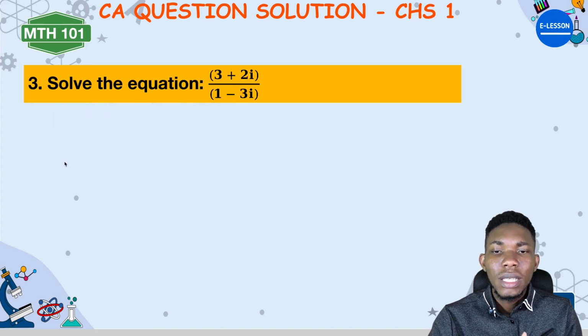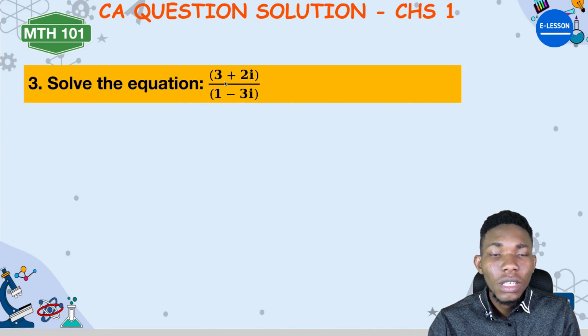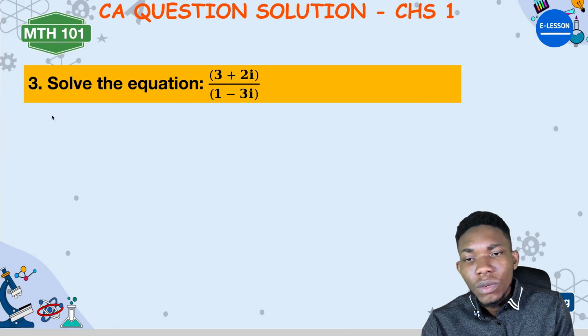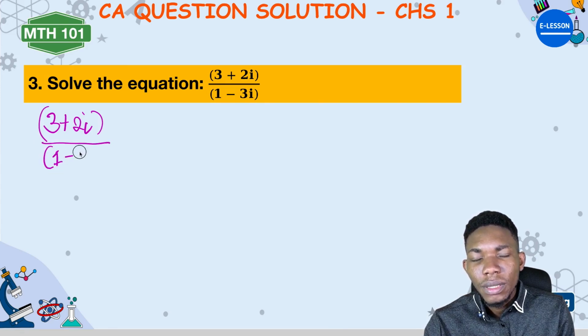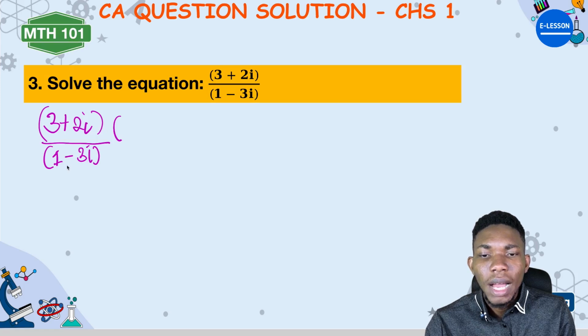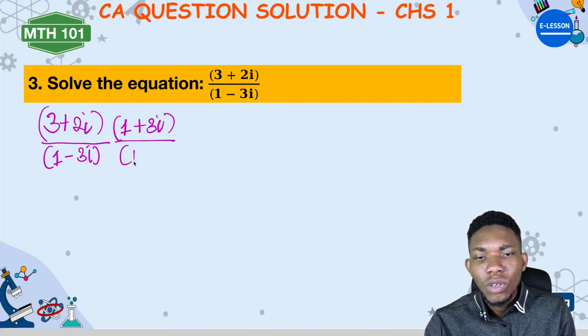Is that okay? Now, the next question says solve the equation. The equation they gave to you was 3 plus 2i divided by 1 minus 3i. So we have 3 plus 2i divided by 1 minus 3i. Now, if you want to solve this, you rationalize by multiplying both up and down by the positive sign of what we have under here. What we have under here is negative, so here becomes 1 plus 3i. Multiply both up and down by that, 1 plus 3i.